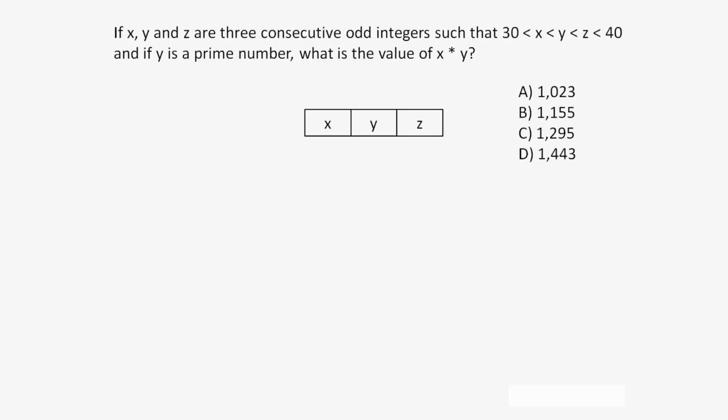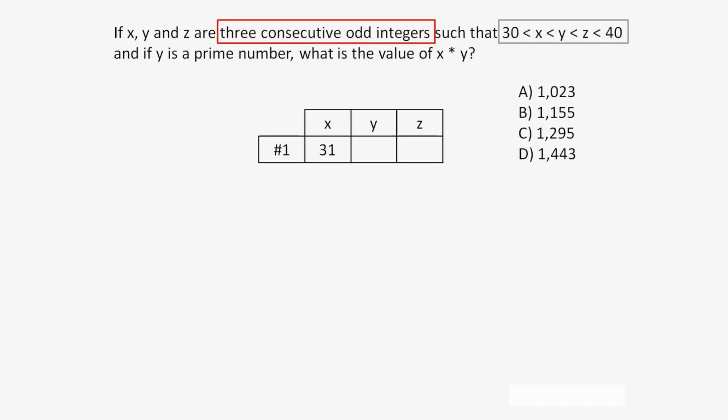From the problem statement, we know these three numbers are consecutive odd integers between 30 and 40. That means the smallest value x could possibly be is 31. We also know that x, y, and z are three consecutive odd integers. Therefore, if x equals 31, then y equals 33 and z equals 35. But this is just the first option, option 1.